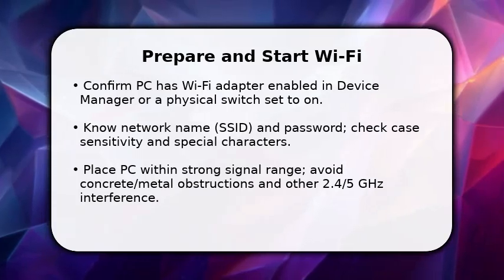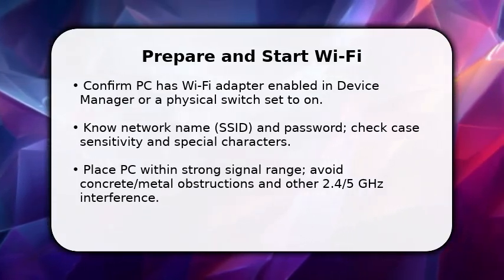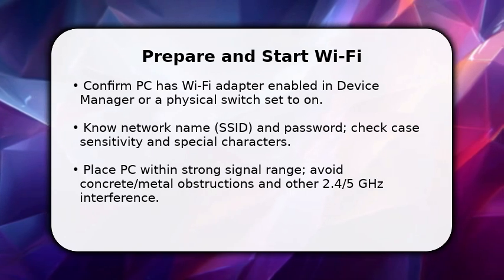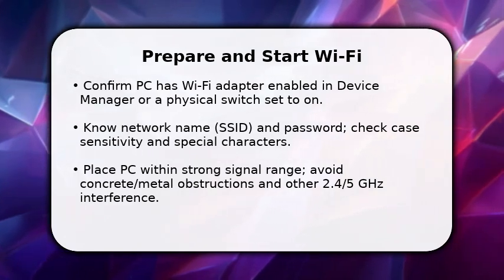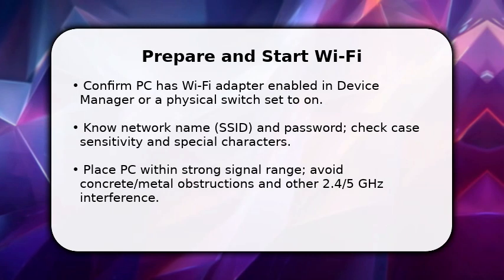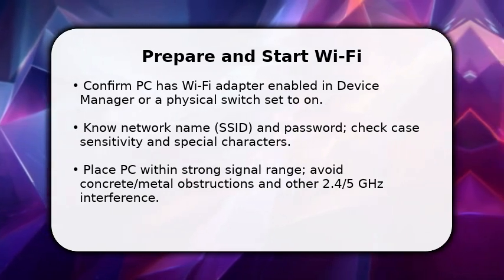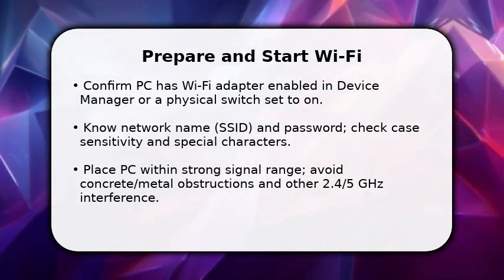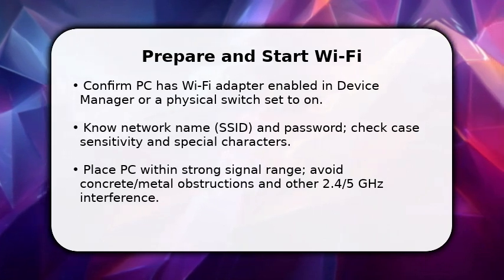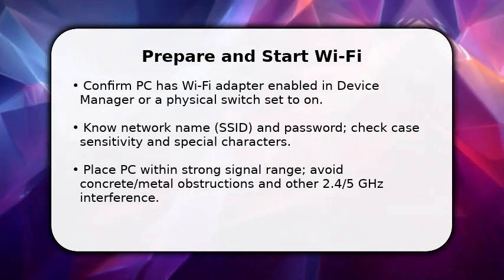You'll begin by preparing the PC and collecting credentials. First, make sure the wireless adapter is enabled in Device Manager or via a hardware switch. This prevents wasted steps later. Once done, locate the exact SSID and password, noting capitalization and symbols so you can enter them correctly.